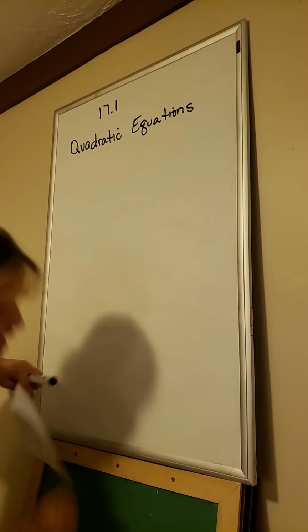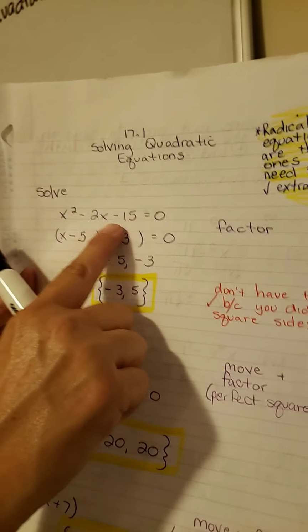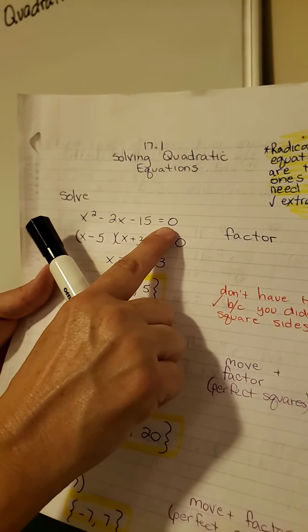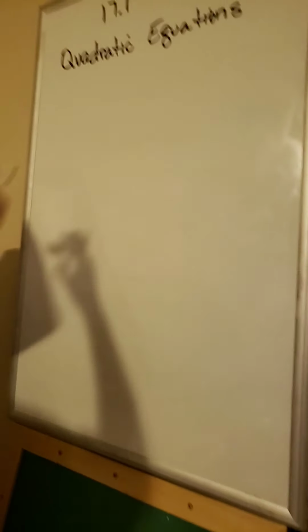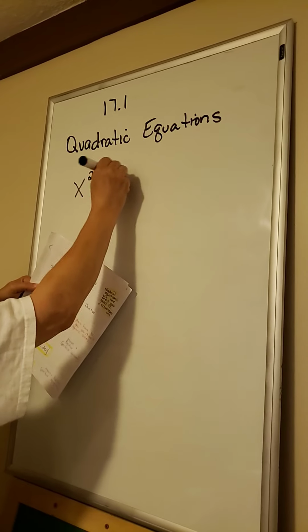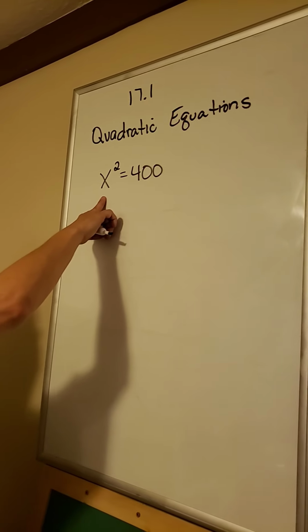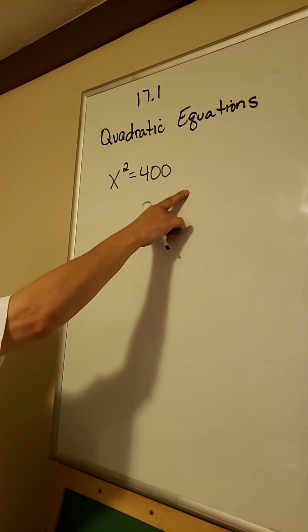So that's when everything, that first equation that we had, everything was on one side of the equal sign with a 0 on the other. Now our next example, we don't have that. We have x squared on one side, but then we have 400 on the other.